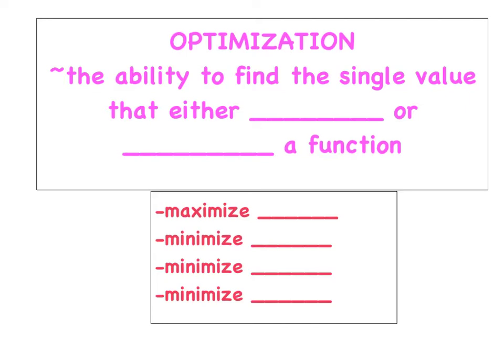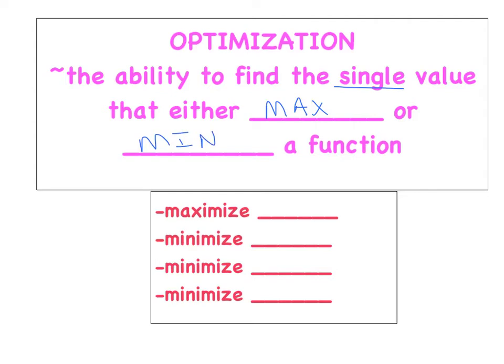But today we're going to talk about optimization, and certainly another challenging topic to say the least. But let's get right to it. Optimization is the ability to find the single value that either maximizes or minimizes a particular function.